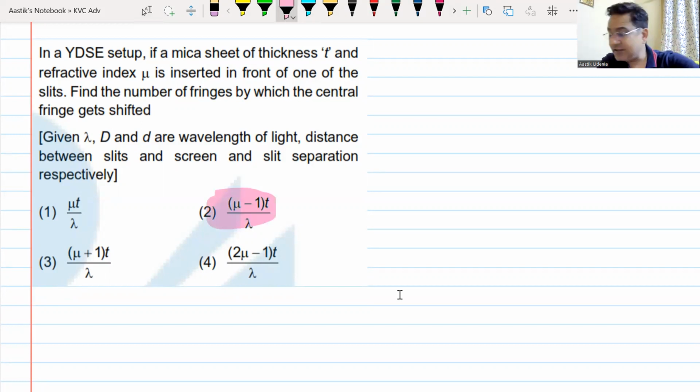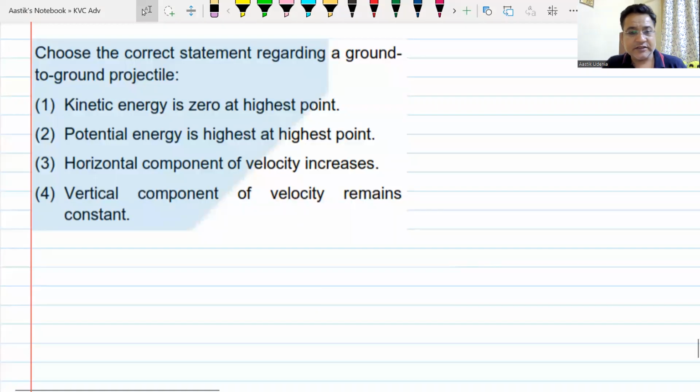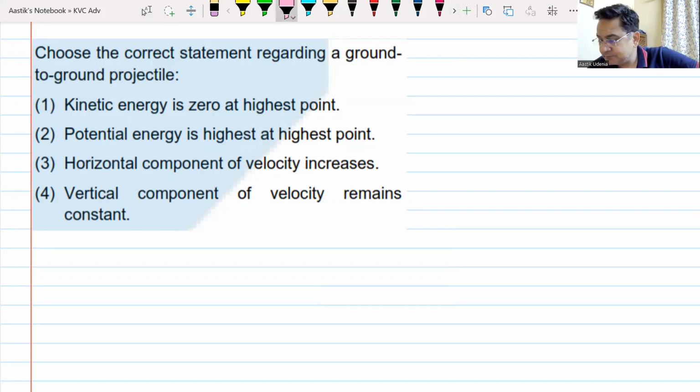This is the next one, as you can see. Out of the 15, 20 questions we have done, 20 is this question. You were able to do all, they were pretty simple, and we have not taken even 30 minutes to solve this paper. Choose the correct statement regarding a ground to ground projectile. And the answer is... no one knows the answer.